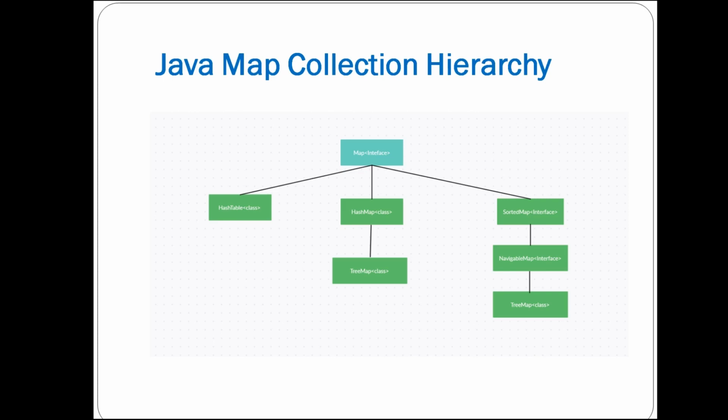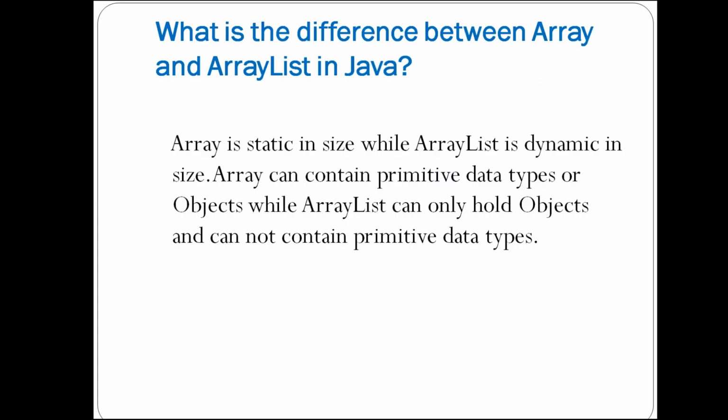As you can see here, the topmost is the Map interface. After that, we have HashTable, HashMap, TreeMap, SortedMap, and NavigableMap. I will discuss the map hierarchy, its working and its benefit in a separate video. So in this video, we'll cover only List.